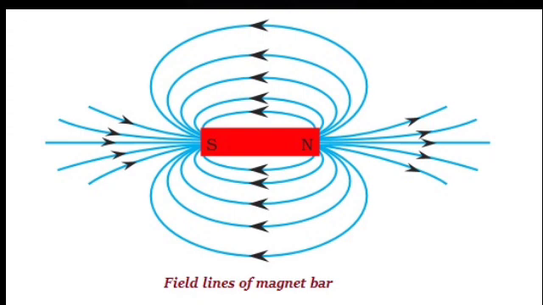Move the switch to the on position. What do you observe? Does the compass needle deflect? Move the switch back to the off position. Does the compass needle come back to its initial position? Repeat the experiment a few times. What does this experiment indicate?